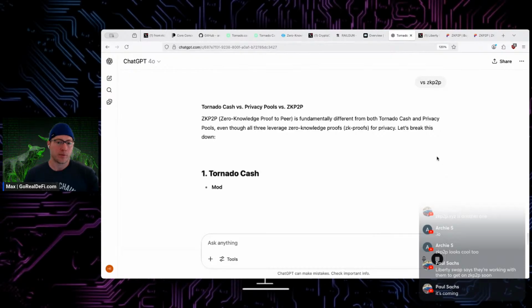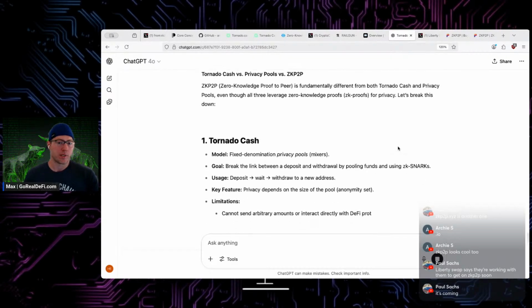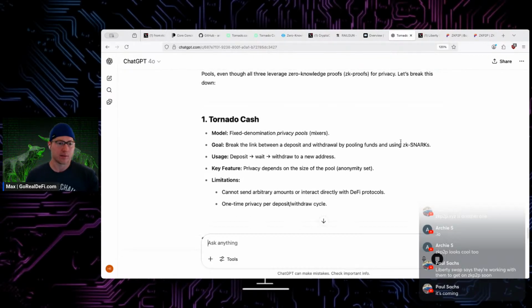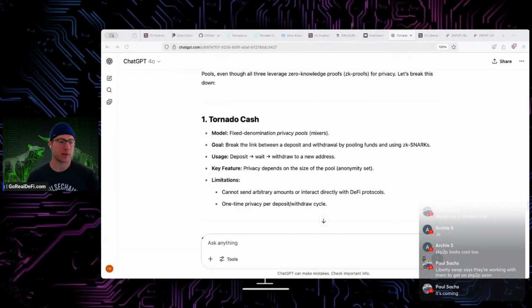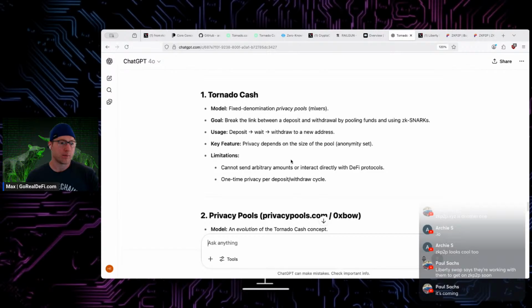ZKP2P is fundamentally different from Tornado Cash and privacy pools, even though they leverage ZK proofs. ZK proofs, all the rage. Awesome stuff. I'm glad this technology finally has some cool implementations there too. Oh, Liberty Swap says they're working with them to get on P2P. Okay, cool. Thank you.